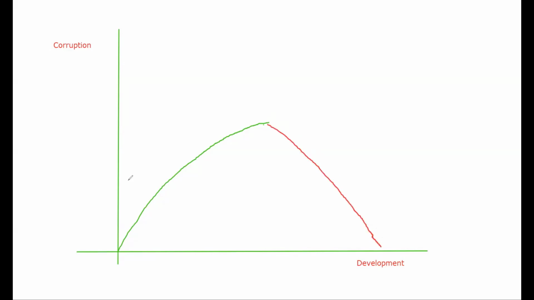So it will lead to an inverted U-shaped curve that explains the relation between corruption and development. This relation is known as the Kuznets curve. So Kuznets described the relationship between corruption and development.